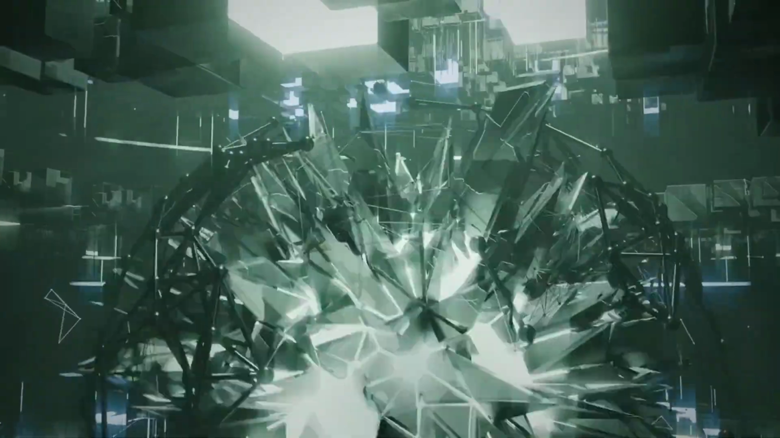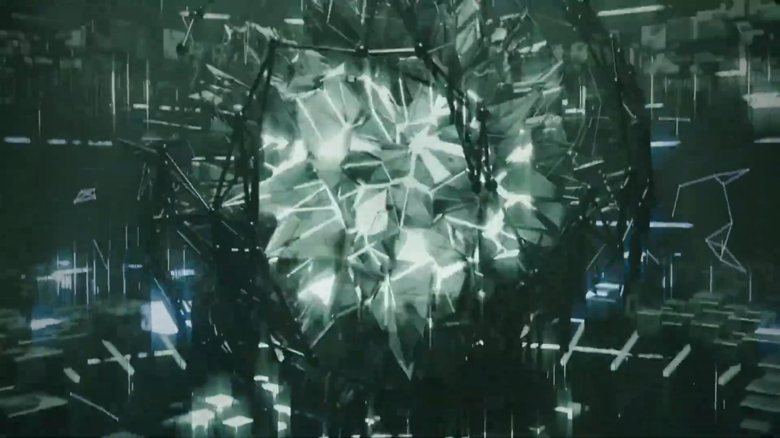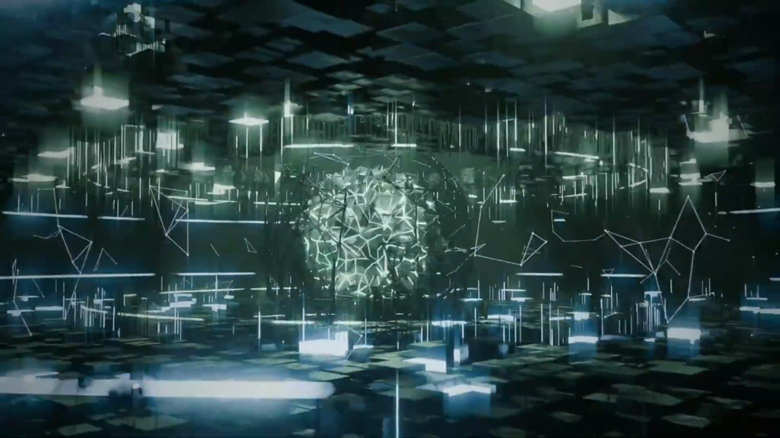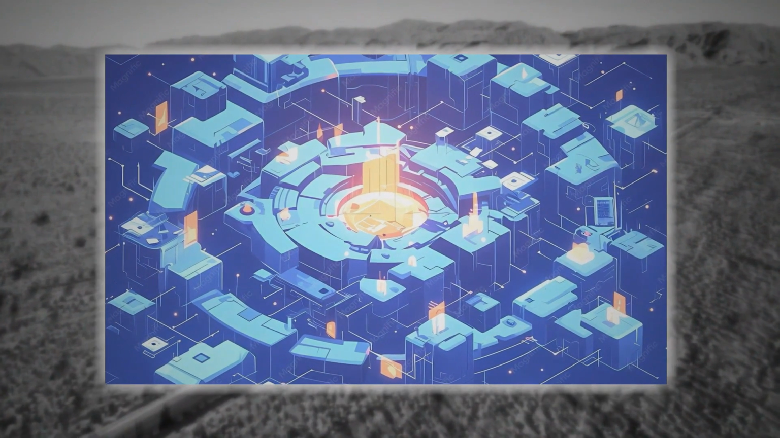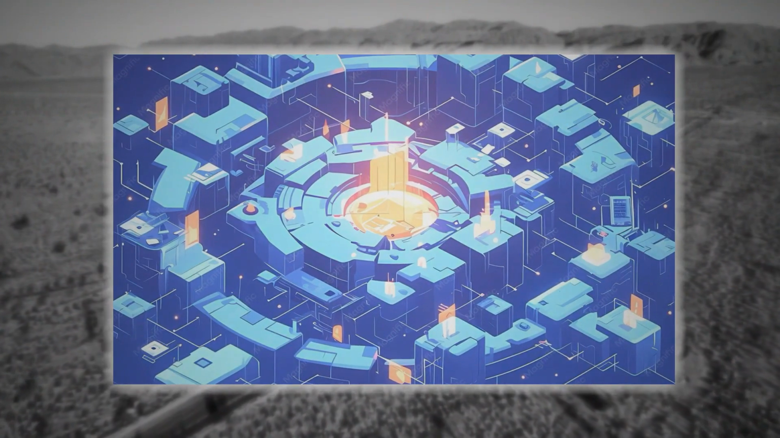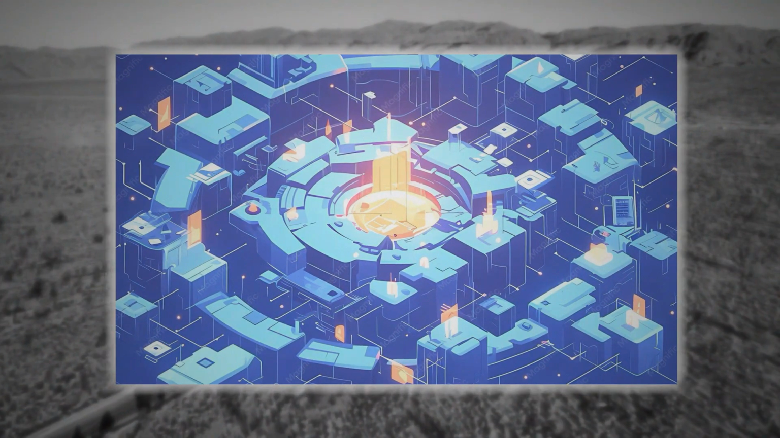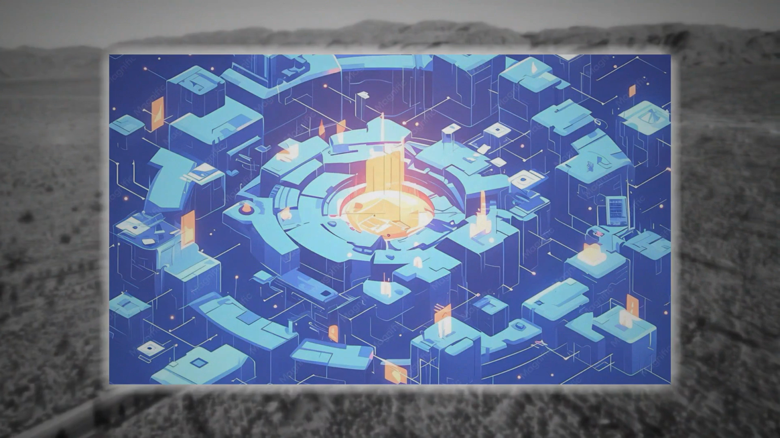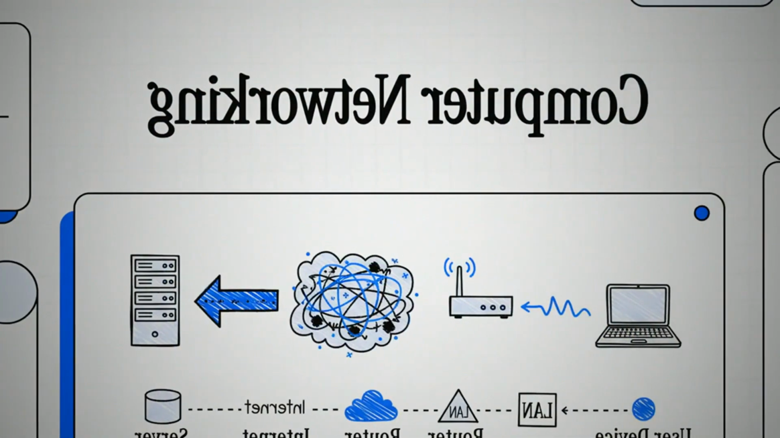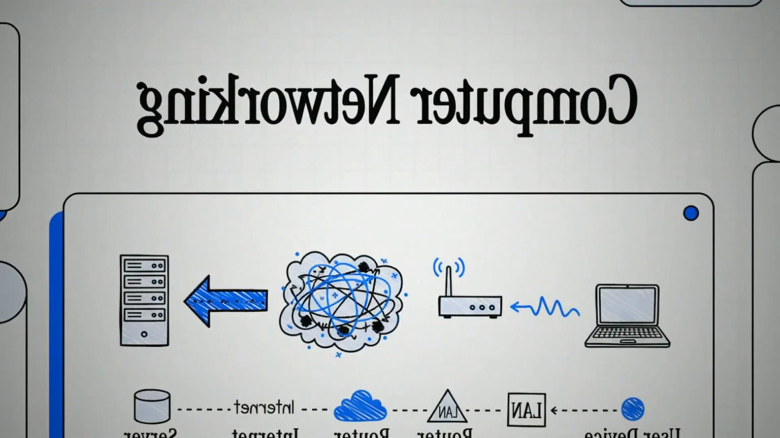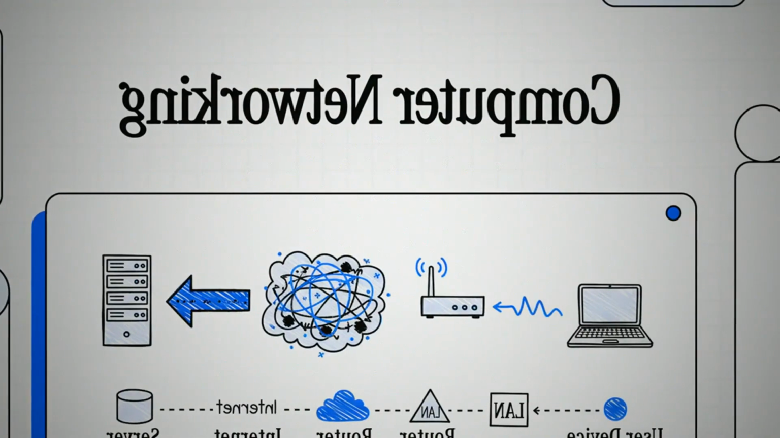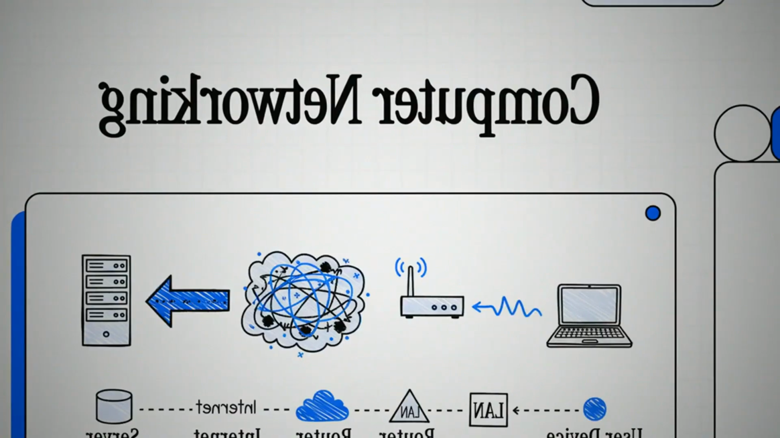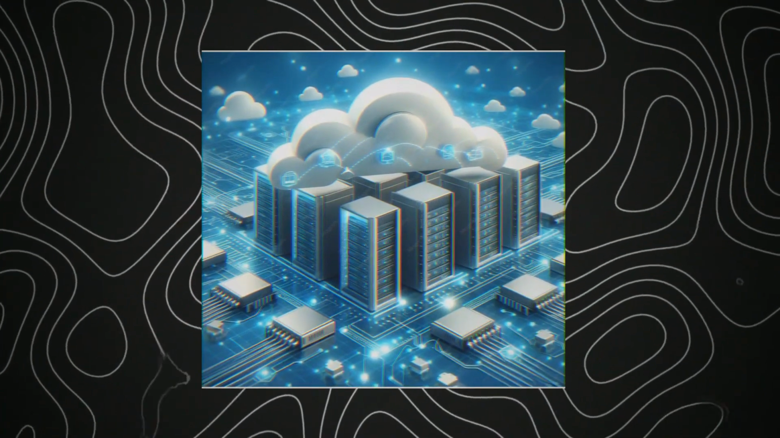QUIC takes a different approach from TCP. Instead of running directly on top of IP, QUIC runs on top of another protocol called UDP, the User Datagram Protocol. UDP is about as bare bones as a transport protocol can be. It adds port numbers to IP's addressing, which lets multiple applications on the same machine share the network, but otherwise it provides no reliability, no ordering, no connection management. It just sends individual datagrams and hopes for the best.